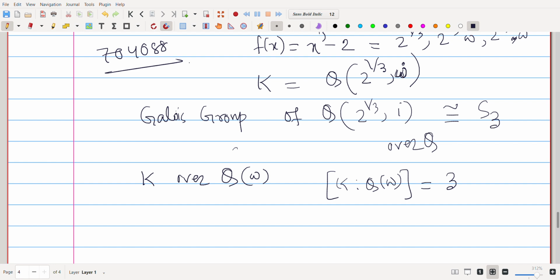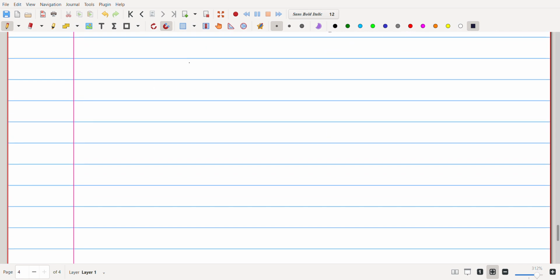So this problem follows from the basic results of Galois theory, I mean field extension and Galois theory. Okay. Let's move to the other one. I think this is the best problem from this group theory section. Which of the following statements are true?